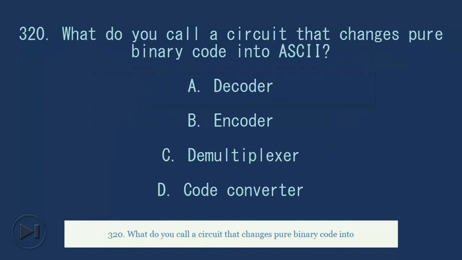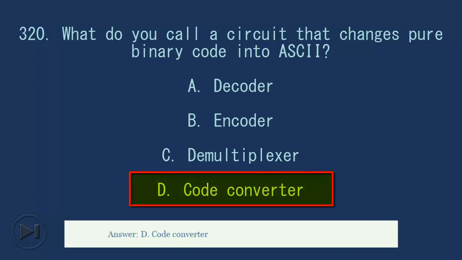320. What do you call a circuit that changes pure binary code into ASCII? A. Decoder. B. Encoder. C. Demultiplexer. D. Code converter. Answer, D. Code converter.